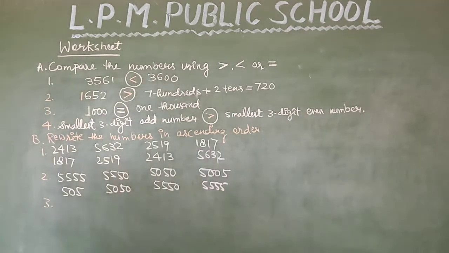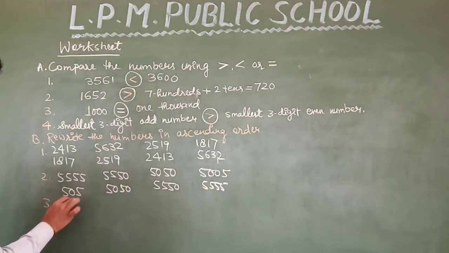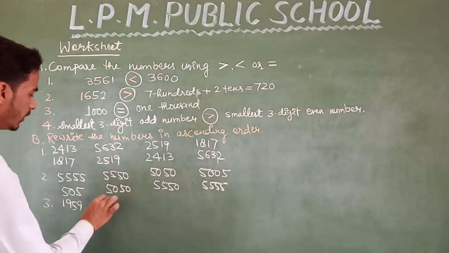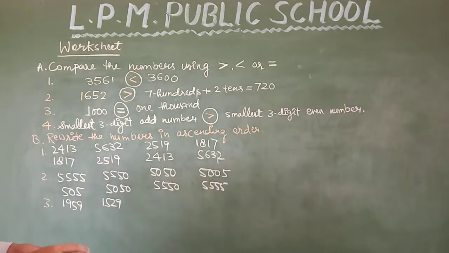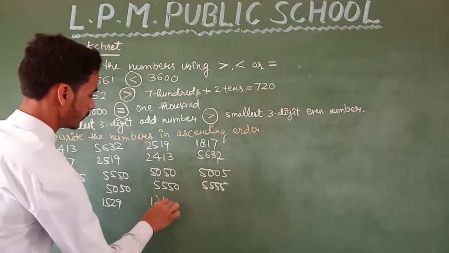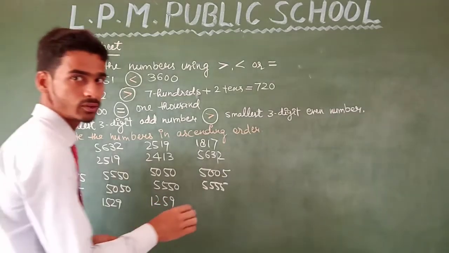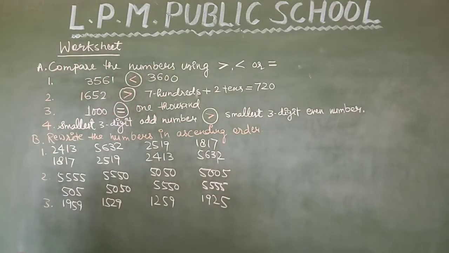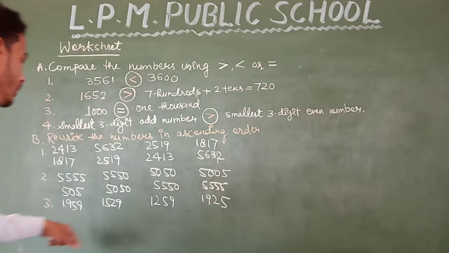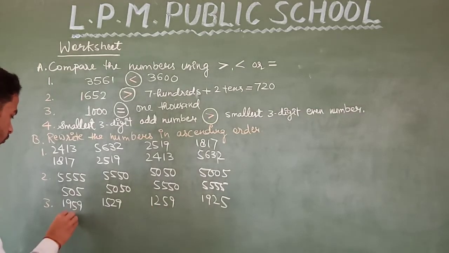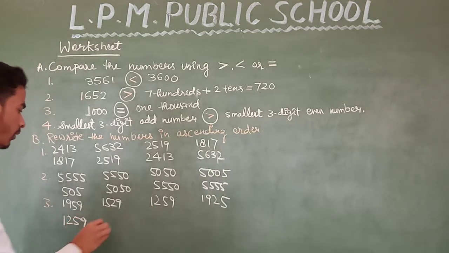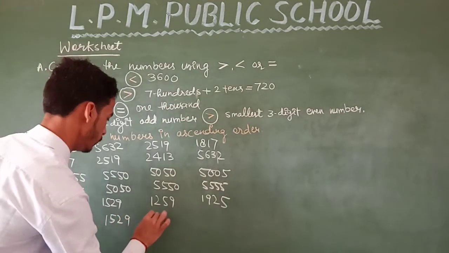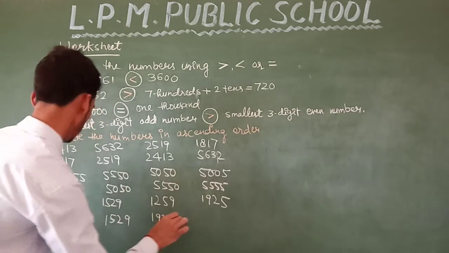The next question is question number third. We have to write 1959, 1529, 1259 and the next one is 1925. Which one is smaller? You know that 1259 is smaller. After that 1529, after that 1925, and that will be 1959.